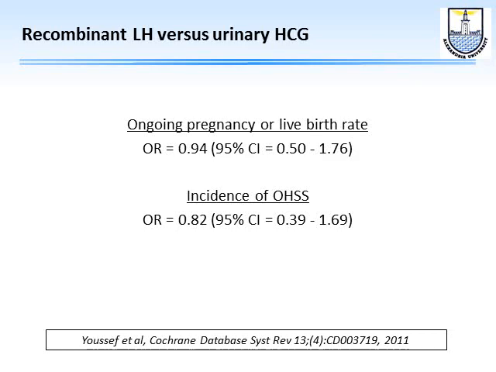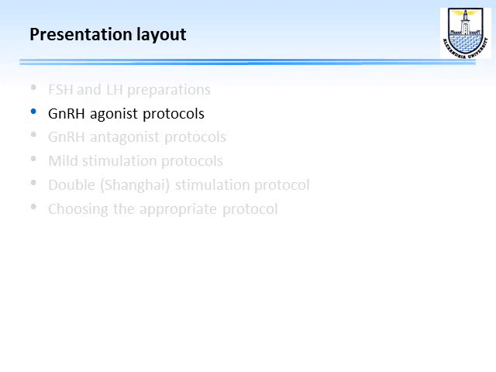But we can always use the recombinant LH. It is more expensive, but we can use it. But which one of them is better? None of them is better. They are both the same, as shown here in this Cochrane review by Dr. Yusuf from Cairo. Now, enough for the FSH and LH preparations.